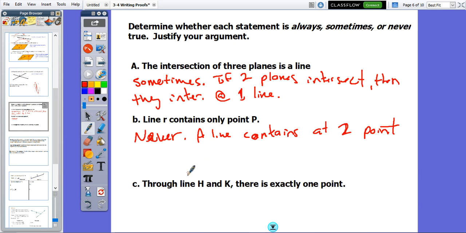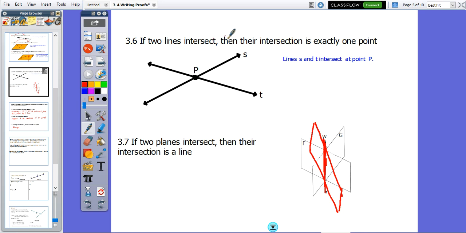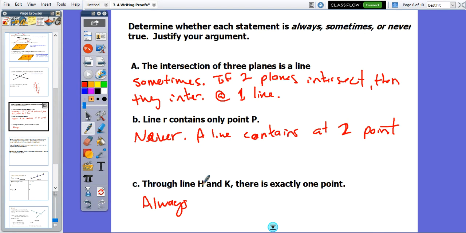So, and it's assumed that they are intersecting because I mistyped that. Through intersecting line H and K, there's exactly 1 point. That is an always. Always, like we saw in 3-6 here. Two lines intersect, their intersection is exactly 1 point. So two lines intersect at 1 point. So a couple problems in the homework will be just like this.